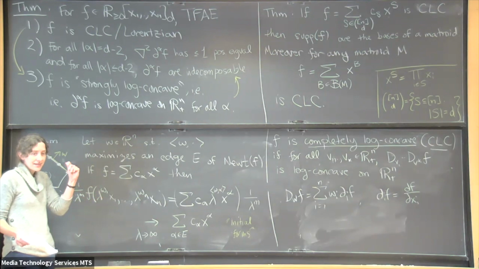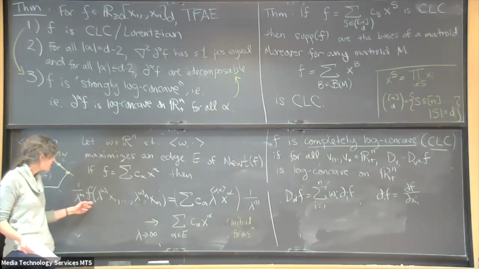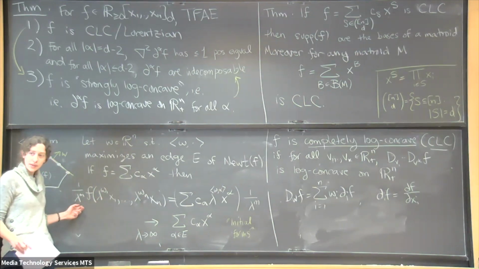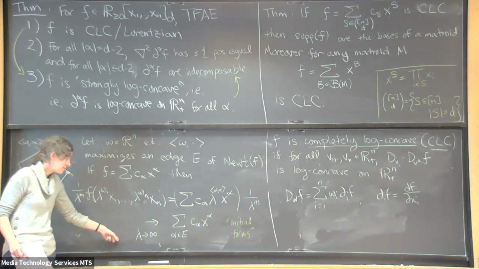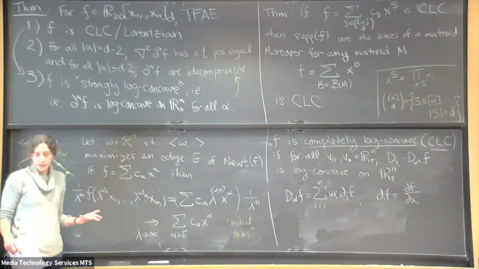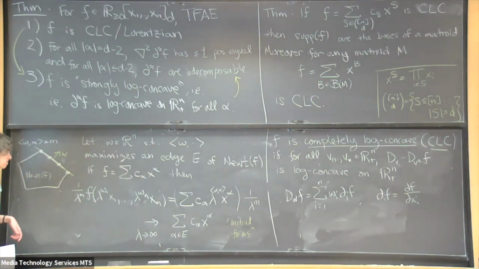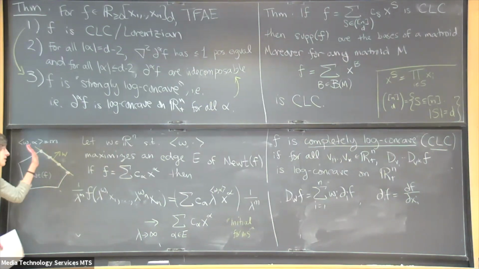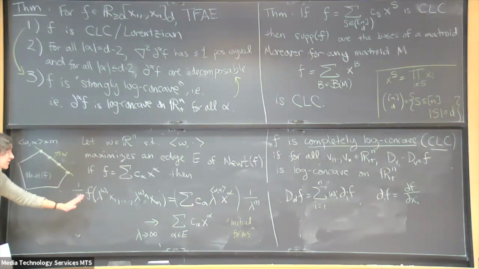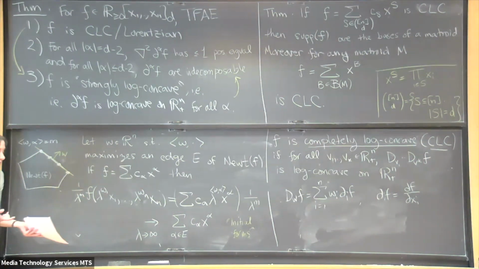So if for every lambda this polynomial is completely log concave, I can take a limit. And the limit will also be completely log concave. And so what we get from this is that all of the initial forms, all the polynomials corresponding to faces of a Newton polytope, and in particular edges, but I could use any face for this, will also be completely log concave.